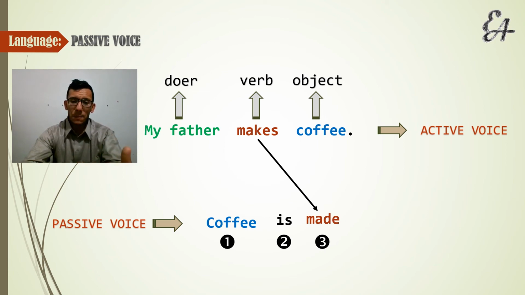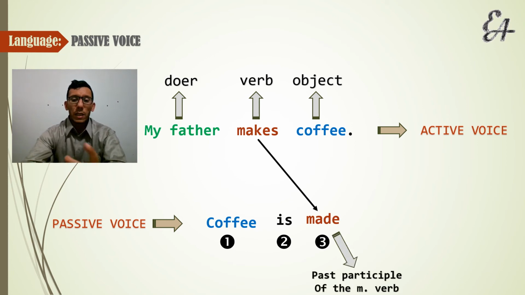Good. Number three, so we bring the verb, the predicate, the main verb, which is in active voice makes, and it becomes made, the past participle of this verb. So we write made because make, as you know, is an irregular verb. So make, made, made. So here is the past participle of the main verb.